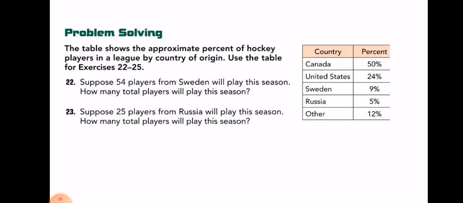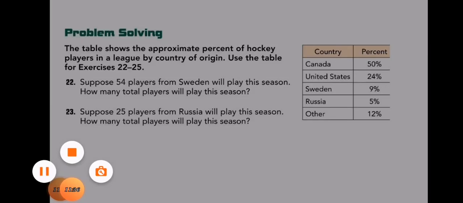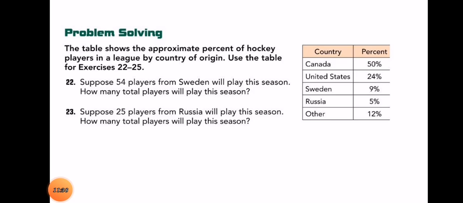Let's move to the problem solving. The table shows the approximate percent of hockey players in a league by country of origin. Use the table for exercises 22 to 25. What does that mean? Watch the table that you have. On the table you have names of countries and a percent in front of them. This percent represents what? Each country has a number of players. For the game hockey, a percent of each country's players will participate in the hockey.